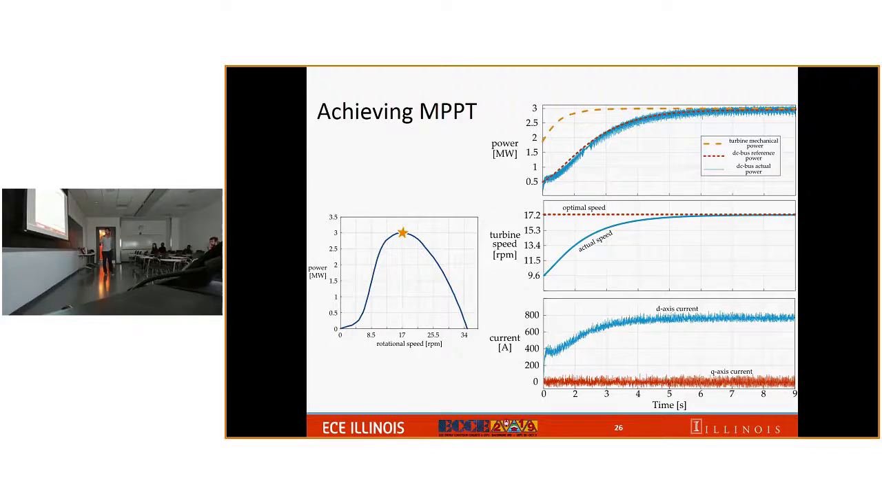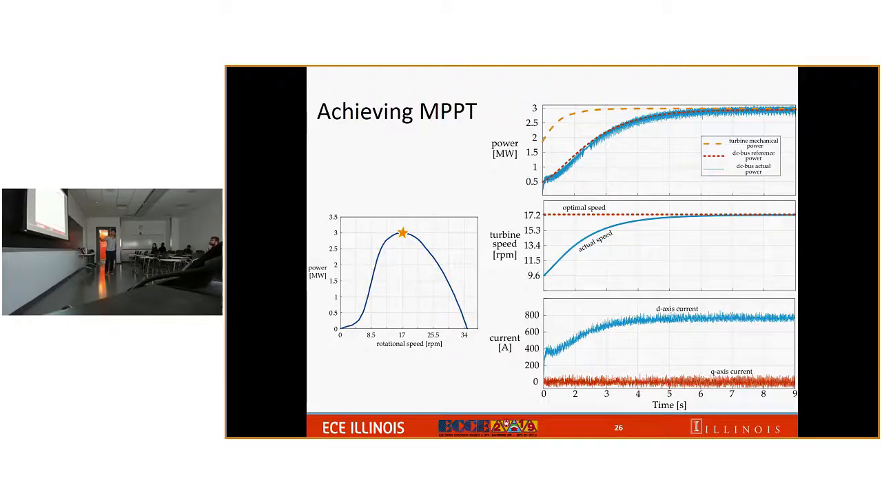Just a reminder that this is the mechanical power, and we want to operate exactly at the point of 3 megawatts and around 7.2 RPM. And this is the time plot of how much power is going out to the DC bus. You see that the actual power in the DC bus follows the blue curve and eventually converges to 3 megawatts. And the actual speed will converge to 7.2 RPM. It means that we successfully put the turbine to operate at the maximum power.